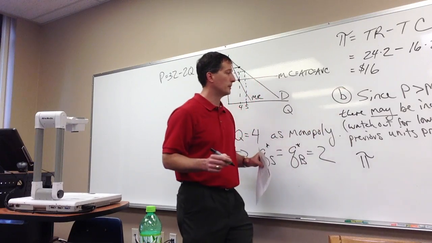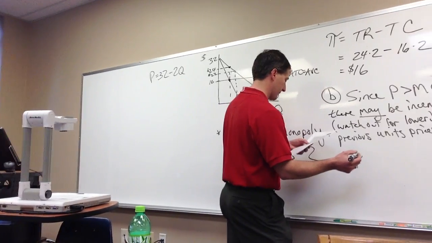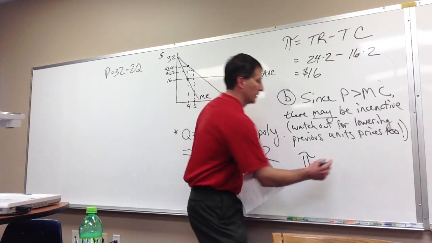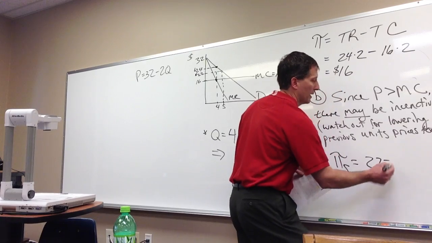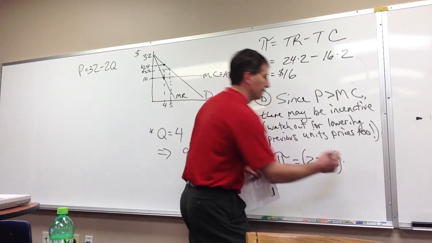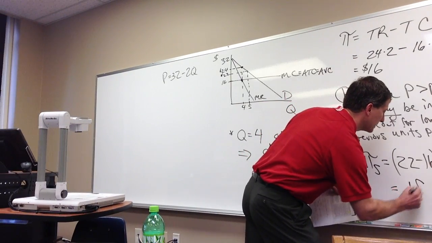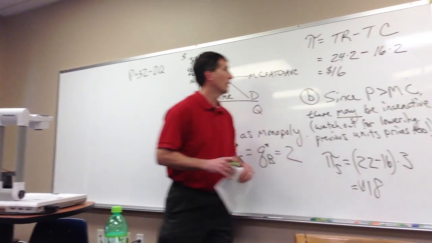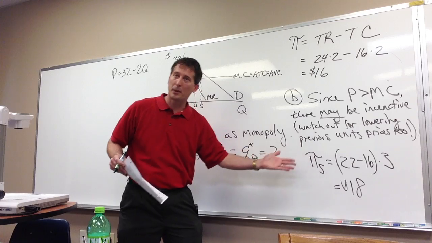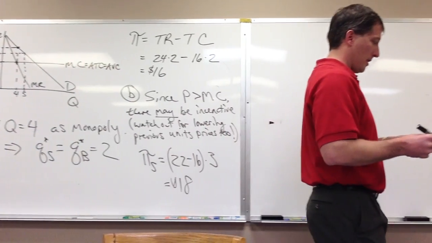The one that produces more. So profit for, what do we call this guy, Squeaky Clean? The question asks for the profit for Squeaky Clean. So now we've got 22 minus 16 times 3, and that gives us our 18 bucks worth of profit. So they were making 16, now they're making 18. Pretty good deal.